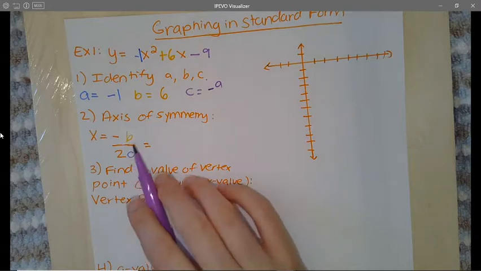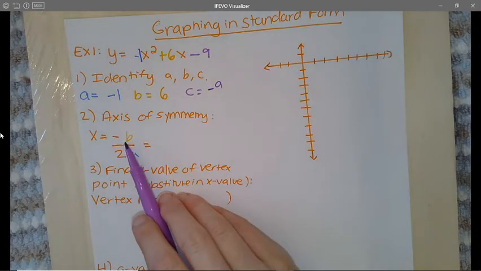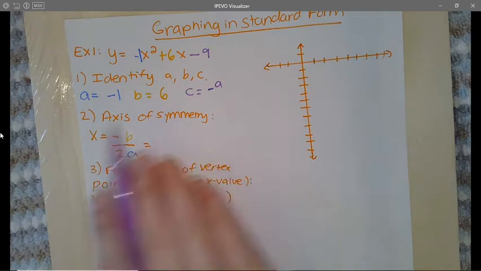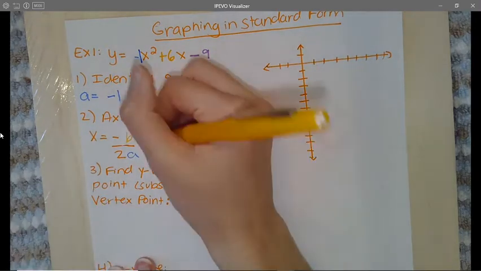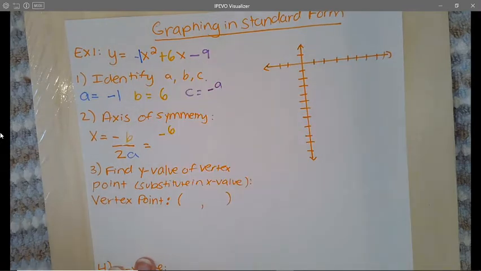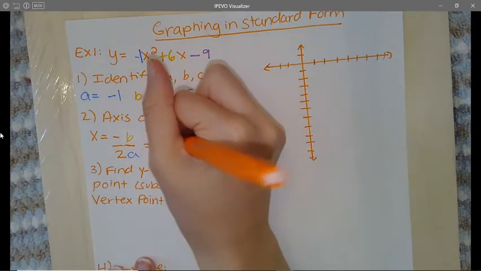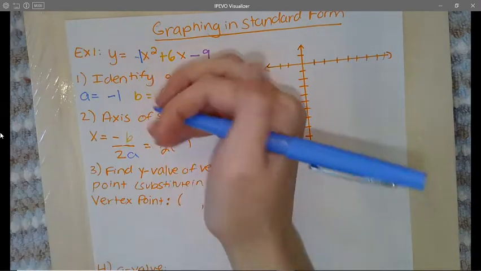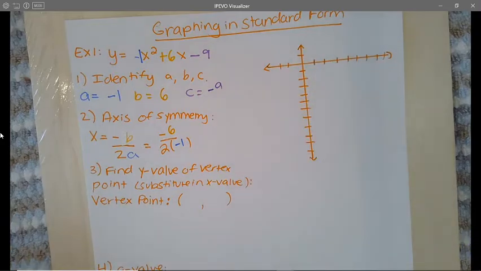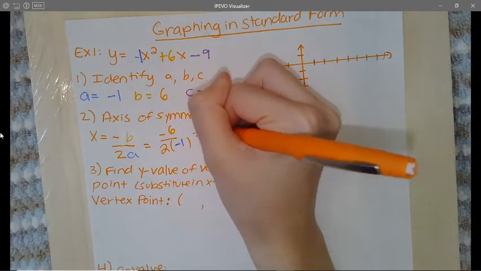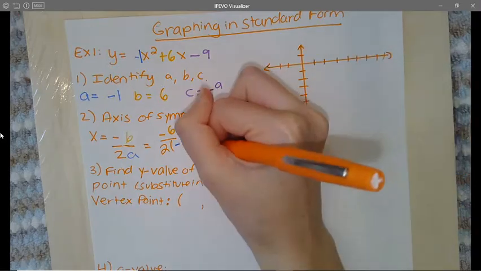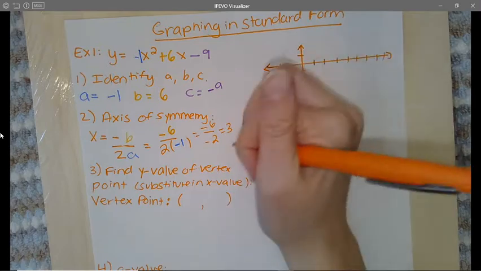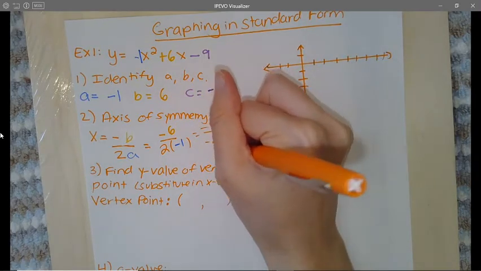So how we find the axis of symmetry is by doing the opposite of B over 2a. The opposite of B is positive 6, so the opposite of B will be negative 6 over 2 times our A value, which is negative 1. So this will end up being negative 6 over 2 times negative 1, which is negative 2, and negative 6 over negative 2 is 3. So my axis of symmetry equation is x equals 3.